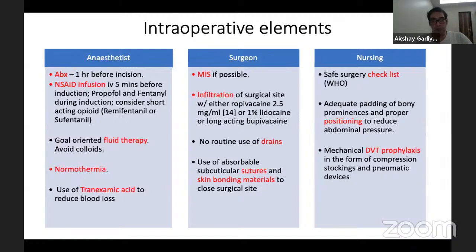From a surgical perspective, whenever possible, one must try to use minimally invasive techniques for operating on these patients. Surgical site infiltration with ropivacaine as well as lidocaine or long-acting ropivacaine is recommended. Routine use of drains is avoided, and at the end of the procedure, the skin should be closed with subcuticular absorbable sutures or skin bonding materials. Again, the whole purpose is to reduce the visits of the patient to the hospital, and also prevent surgical site infection by opening the surgical wound again and again.